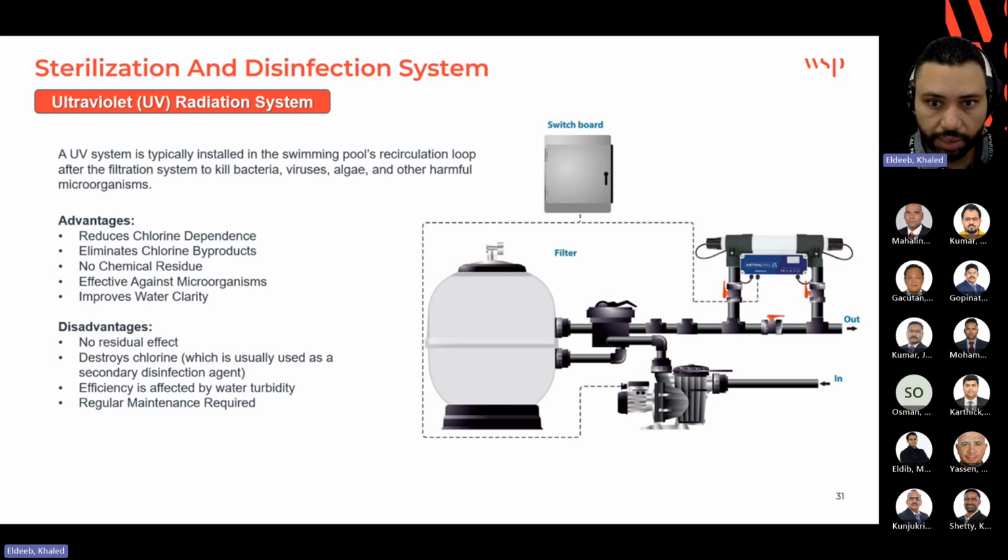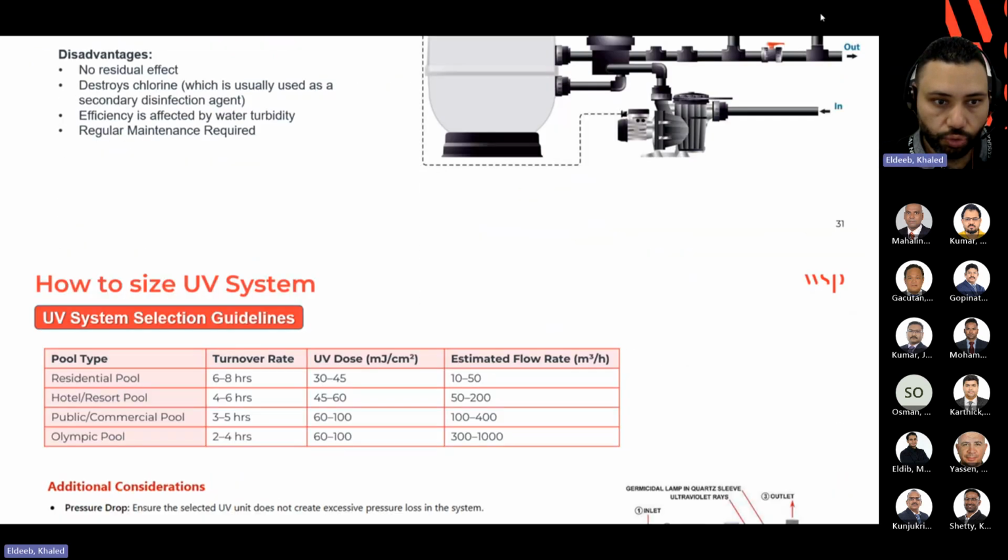We need something to maintain residual disinfection. Although the ultraviolet disinfection kills bacteria and viruses, it does not leave a residual disinfectant in the pool. So secondary sanitizers, such as chlorination, are still required to maintain long-term protection in the pool water.